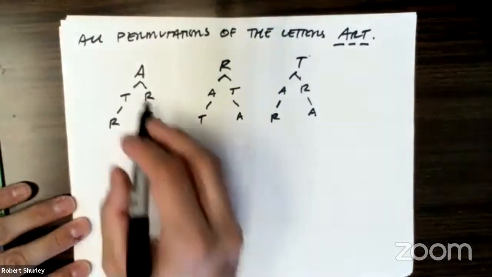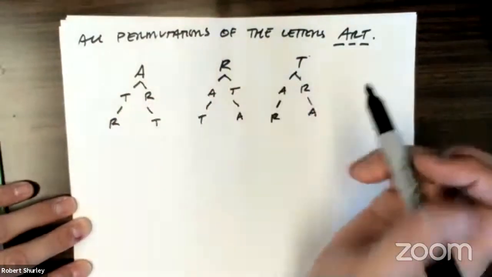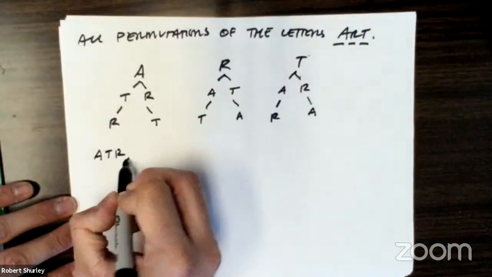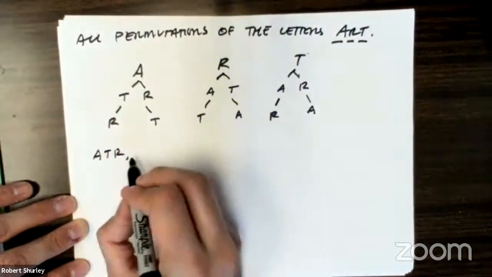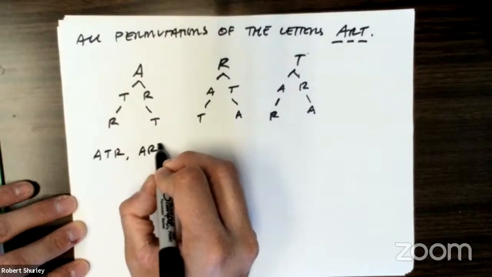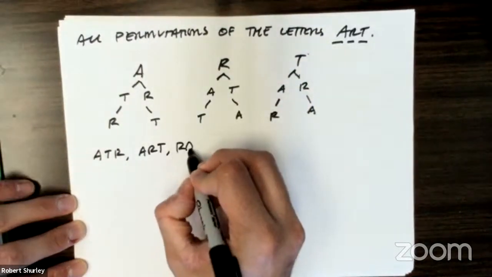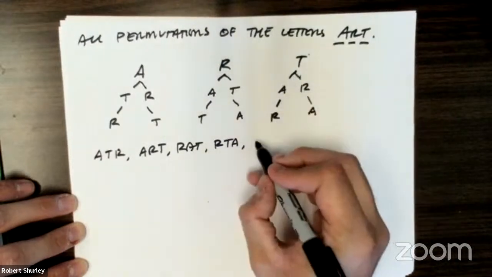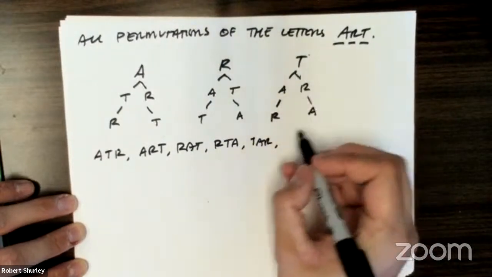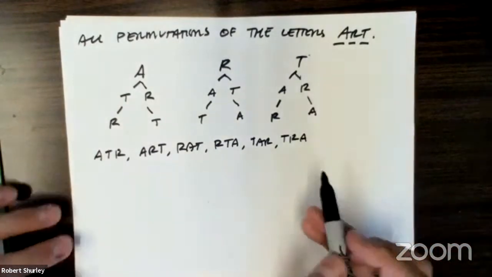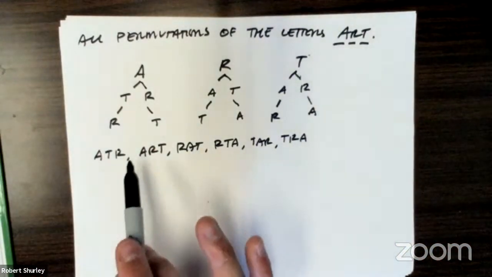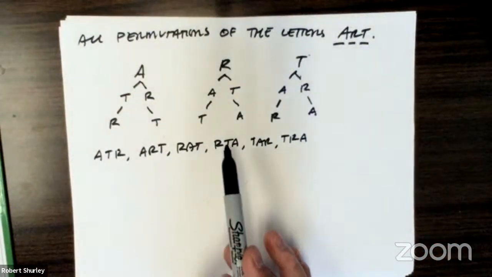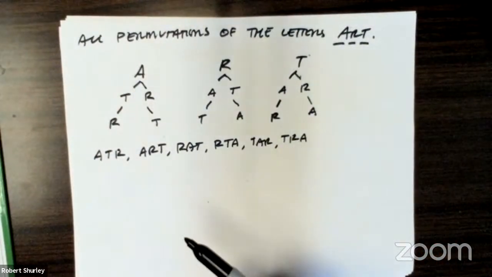Okay, so if you want to write them out, which is not bad if you only have three, we've got ATR, right? That's that first line. The next one would be ART, RAT, RTA, TAR, and TRA. Notice these are all just arrangements of the same three letters, and it's 1, 2, 3, 4, 5, 6 different arrangements, okay?